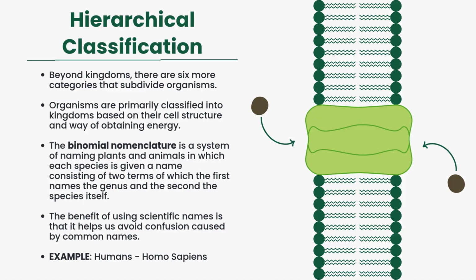The binomial nomenclature is a system of naming plants and animals in which each species is given a name consisting of 2 terms, of which the first names the genus, and the second the species itself. The benefit of using scientific names is that it helps us avoid confusion caused by common names. This 2-part naming system, like Homo sapiens for humans, is super important because common names can be confusing. For example, a robin in one country might be a completely different bird than a robin in another. Scientific names provide a universal way to identify a species.